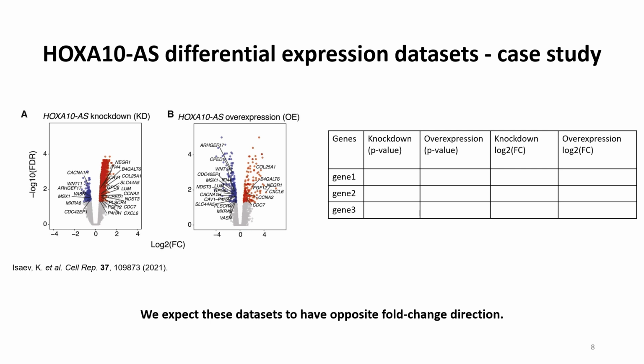And what we expect from the log2 fold change direction between these datasets are opposite signs. So if a specific gene is upregulated in the HOXA10-AS knockdown condition, we expect that gene to be downregulated in the overexpression condition. And if we have the same directionality, then we would penalize these genes.